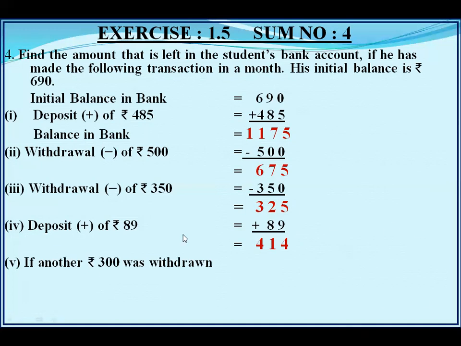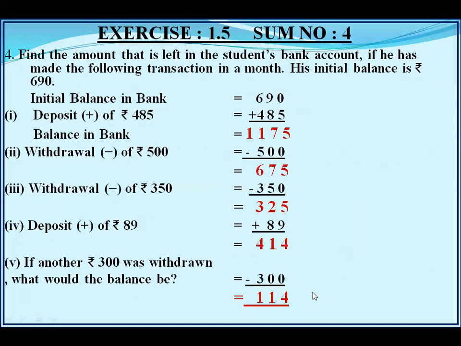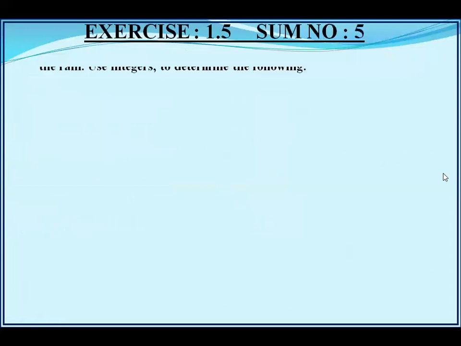Your last question is, if another rupees 300 was withdrawn, what would be the balance? So subtract 300 from this. Now the new balance is 114 rupees in the bank.